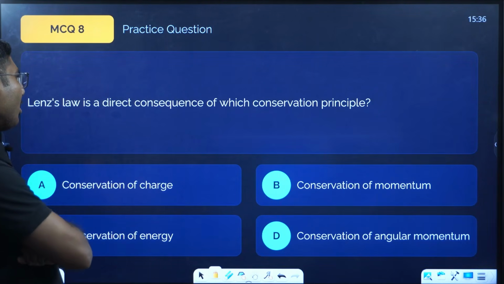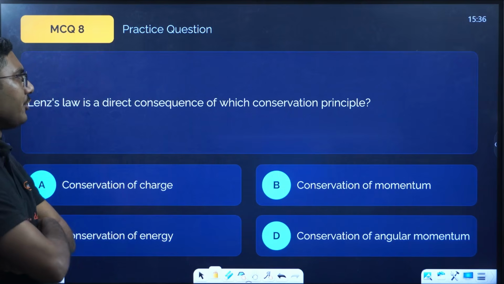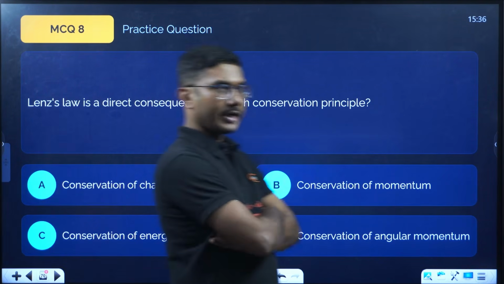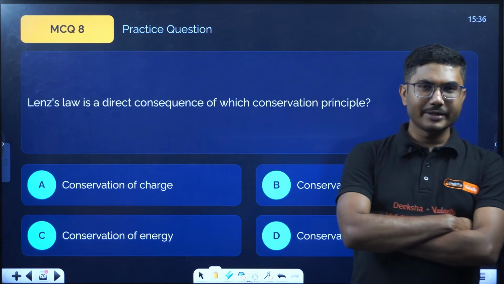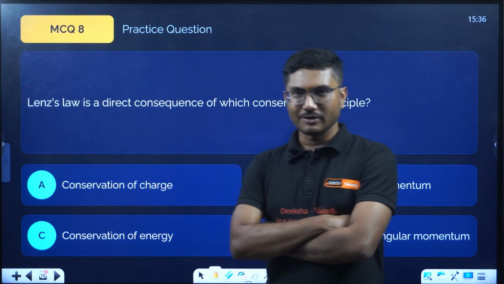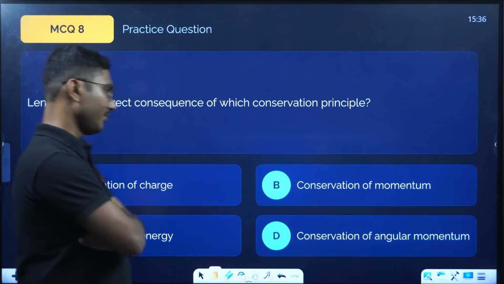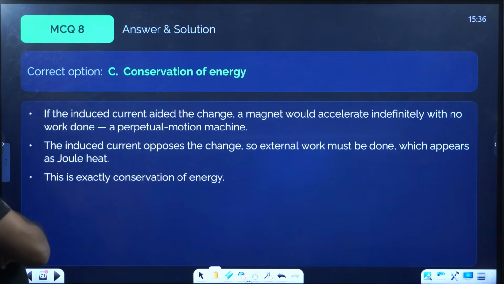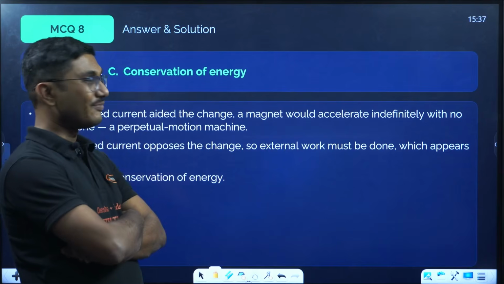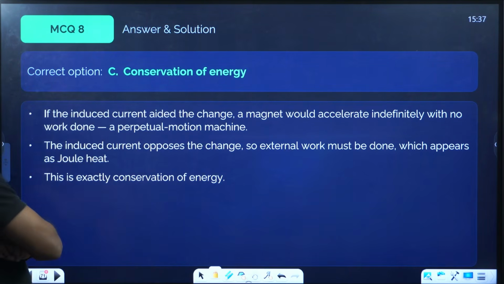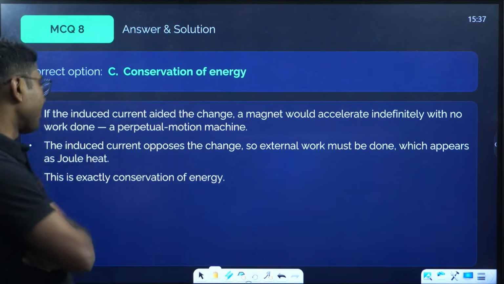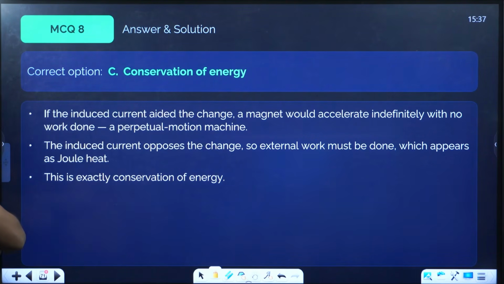Next, Lenz law is a direct consequence of which conservation principle? We know that it is a conservation of charge principle, right? No. Lenz law is conservation of energy. If the induced current aided the change, a magnet would accelerate infinitely with no work done, a perpetual motion machine. The induced current opposes the change, so external work must be done, which appears as joule heat. This is exactly the conservation of energy.